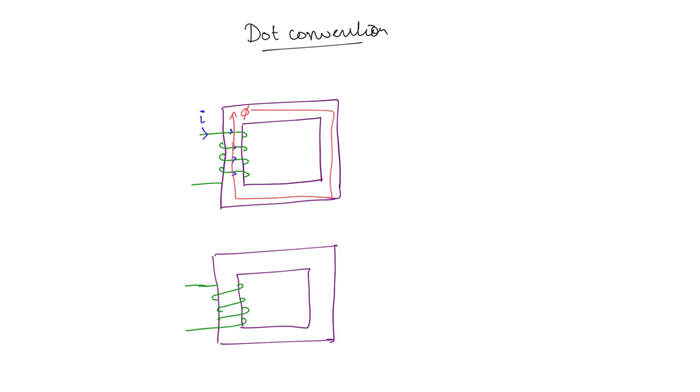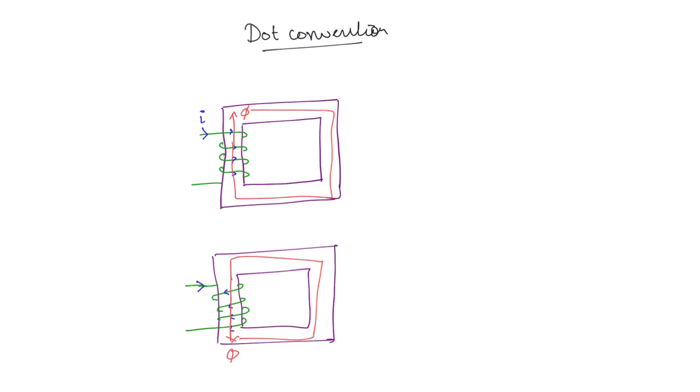But for the same coil with a different sense of winding, if you give the current in the same direction, the current will now flow in this direction. So what will be the direction of the flux? It is going to be downward, so this is going to be in the counterclockwise sense. So the sense of winding is very important because it decides the direction of the flux.